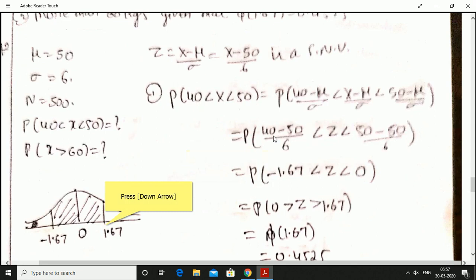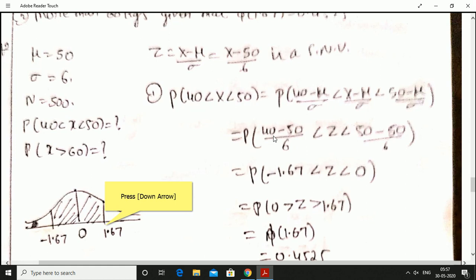Mean is equal to 50, sigma is equal to 6. Total frequency, the total number of students, is 500. We need to find the probability of x between 40 and 50, and probability of x greater than 60. Z is equal to x minus mu by sigma, a standard normal variate. Probability of 40 less than x less than 50 is equal to 40 minus mu by sigma less than x minus mu by sigma less than 50 minus mu by sigma. Substituting mu and sigma values and calling x minus mu by sigma as z, it will be probability of minus 1.67 less than z less than 0.